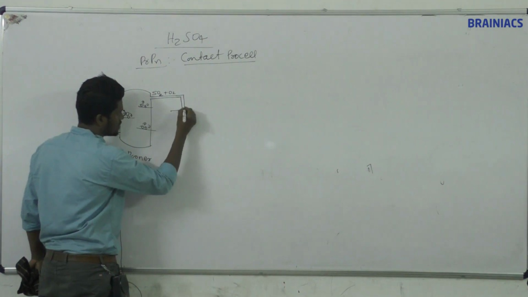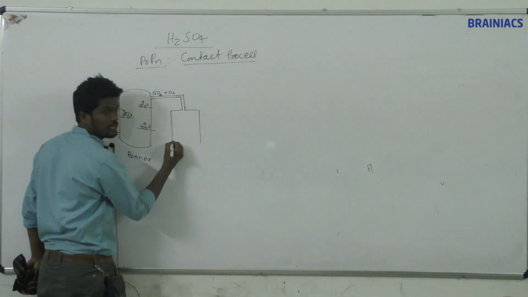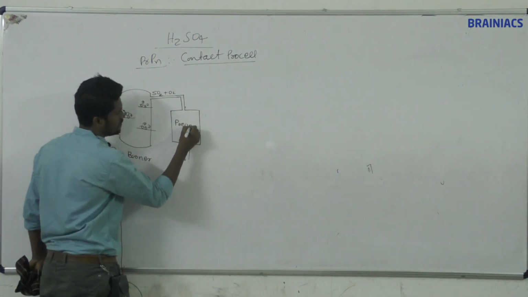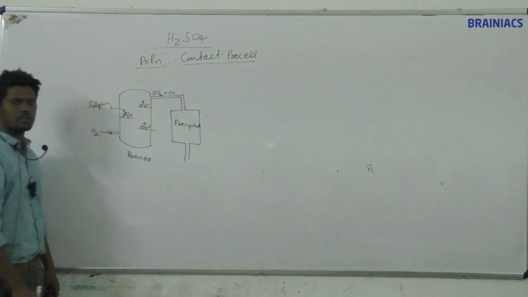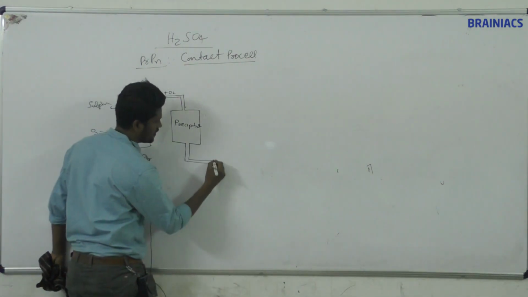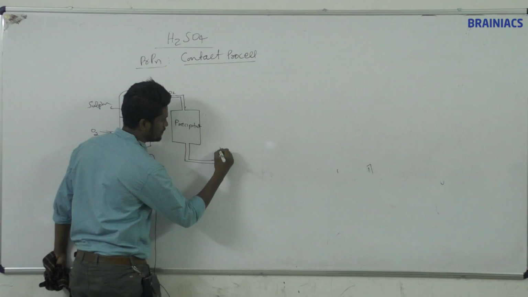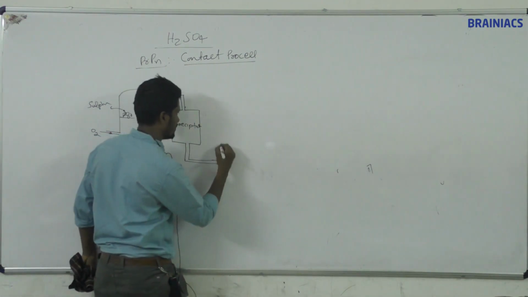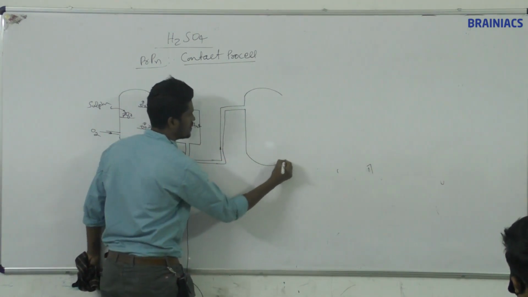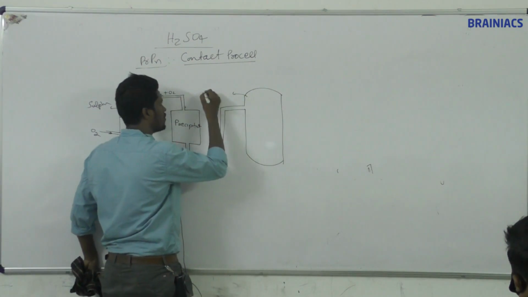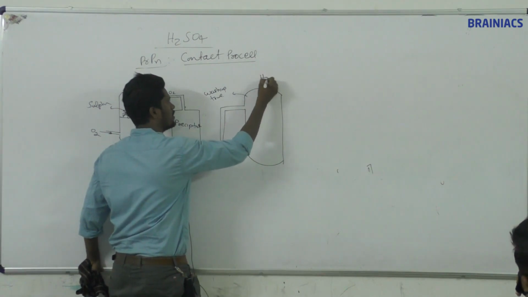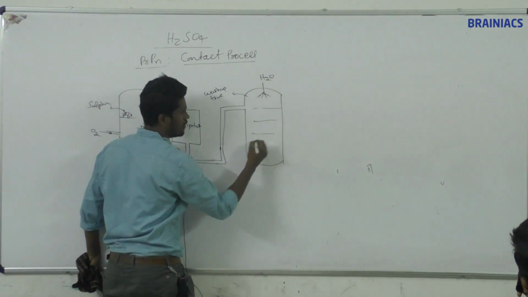So we have to remove the ashes. First it goes into a precipitator for the removal of any ashes or solid contents. Then after that, the washing tower or cooler. This is the washing tower, which means spraying water, H2O.